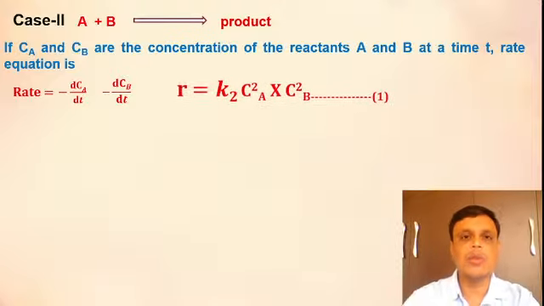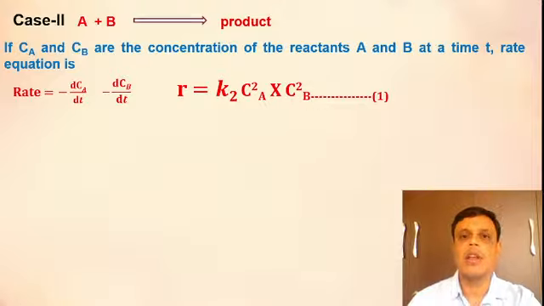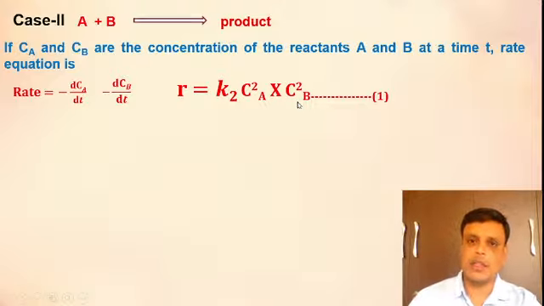Okay. So here we will write down the rate equation. R is equal to K2, where K2 is the rate constant for a second order reaction, Ca into Cb, and this Ca and Cb are nothing but the concentrations of reactants A and B. This is our equation number 1.